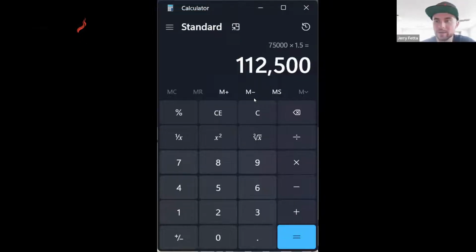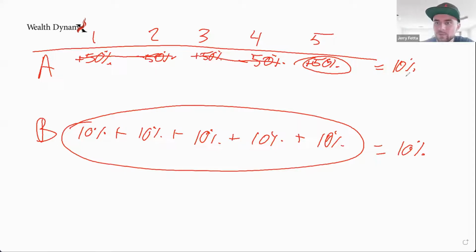Year 4, I lose 50% again. So I divide the account value by 2. I'm down to 56 grand. Okay, year 5, I make another 50. So we're going to multiply this by 1.5 again. And I've got $84,375. Okay, I started with 100 and I made 50, lost 50, made 50, lost 50, and then made 50. And if I divide that final 50 by 5 years, it looks like I made 10%. But we're seeing that I actually have 84K.